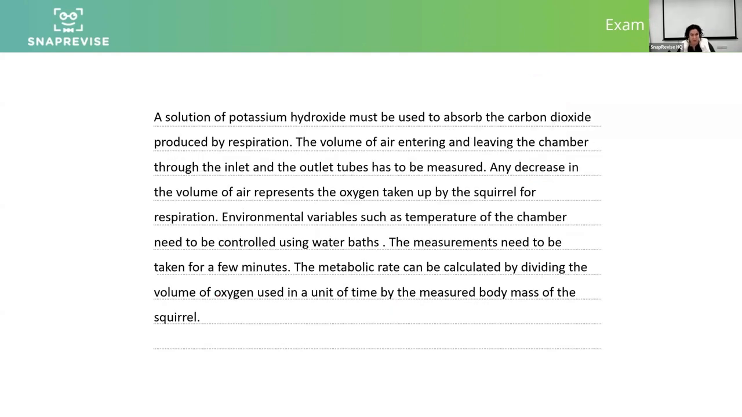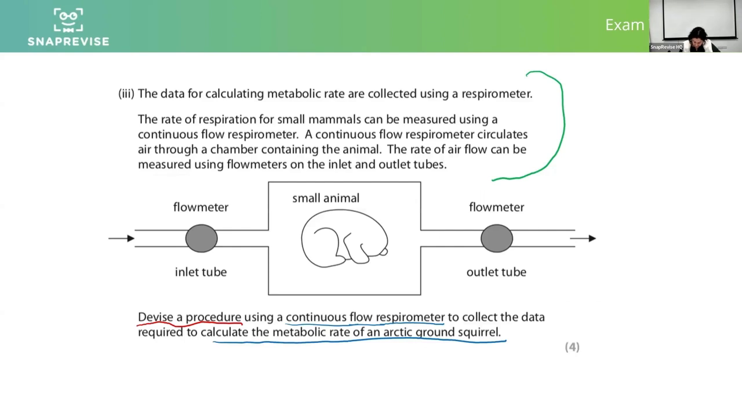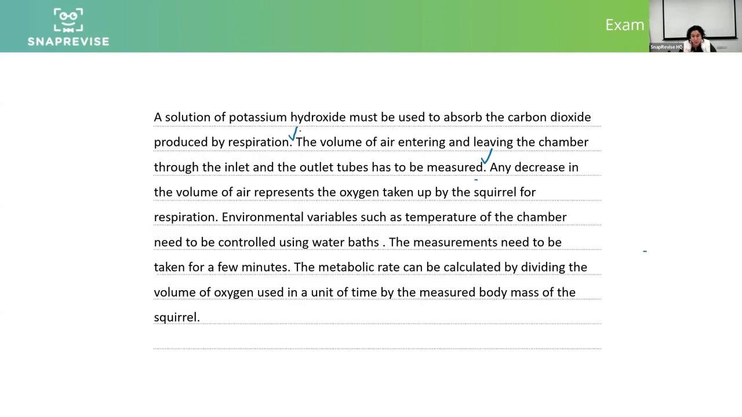Let's look at the answer together. Solution of potassium hydroxide must be used to absorb the carbon dioxide produced by respiration. This is almost a control. The volume of air entering and leaving the chamber through the inlet and the outlet tube has to be measured. So how am I going to measure my variable? How will I actually measure the volume of air entering and exiting?